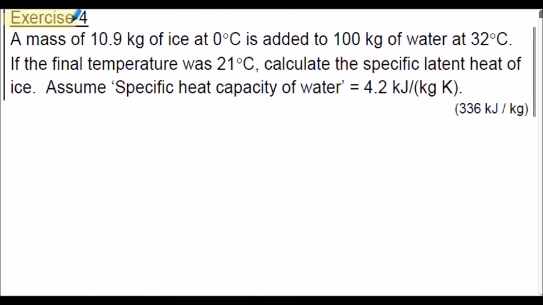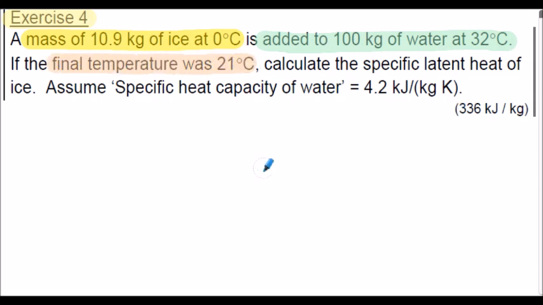Finally, exercise 4. This is based on example 2. Given a mass of 10 kilograms of ice at 0 degrees C is added to 100 kilograms of water at 32 degrees C. If the final temperature of the ice and the water was 21 degrees C, we've got to calculate the specific latent heat of ice, and we're given the specific heat capacity of water as 4.2 kilojoules per kilogram K. The answer is shown in the bracket here.